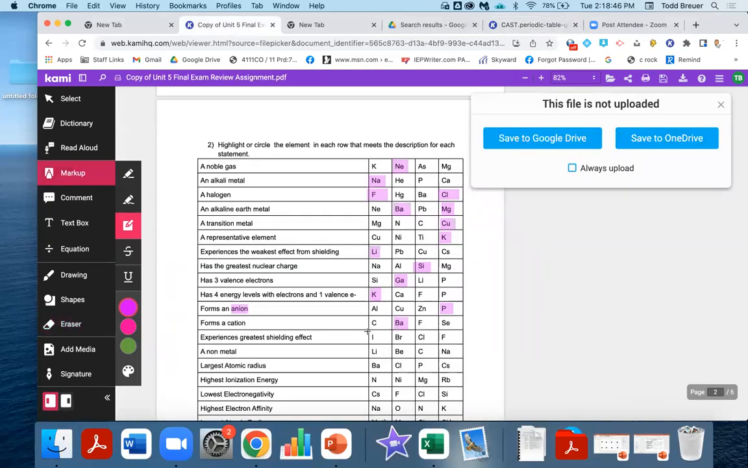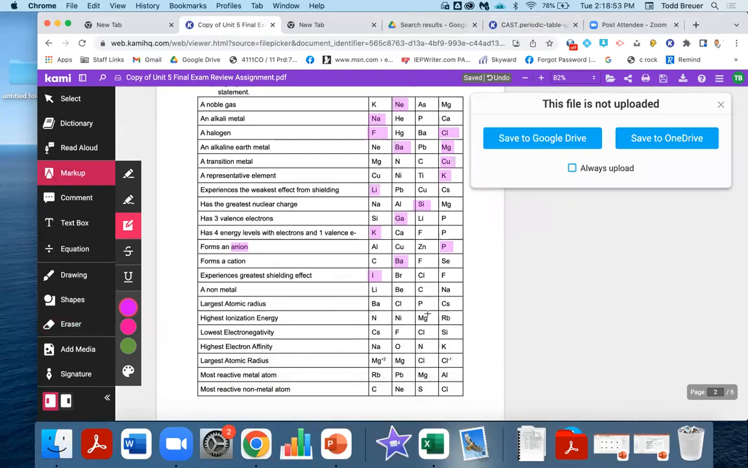So we'll mark up our iodine, a nonmetal, while we're looking at the zigzag line on the periodic table. The element that would be a nonmetal would be carbon. All those others are to the left of the staircase.